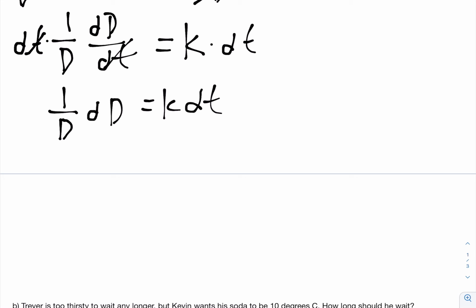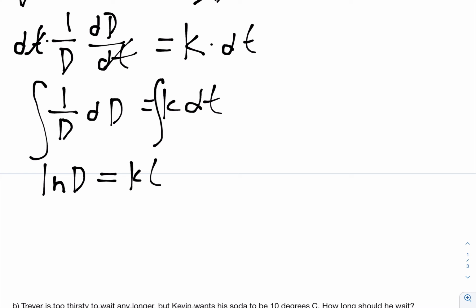So by doing that, we can integrate both sides, right? Because the variable we're integrating with respect to on the left is the same, and that's ultimately what I'm trying to say. So the integral of 1 over D dD is equal to the natural log of D. It's the absolute value of D, but we can ignore that for now. That's going to equal kt plus C. And this is similar to the other examples we did in the previous videos. We're just using D for our variable of difference.